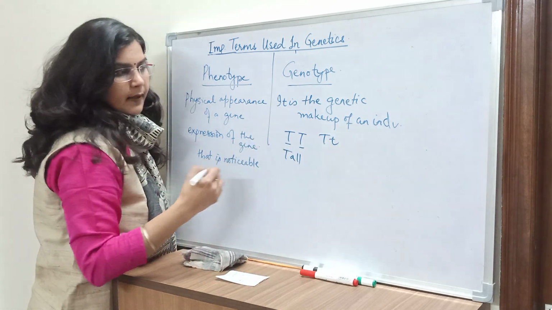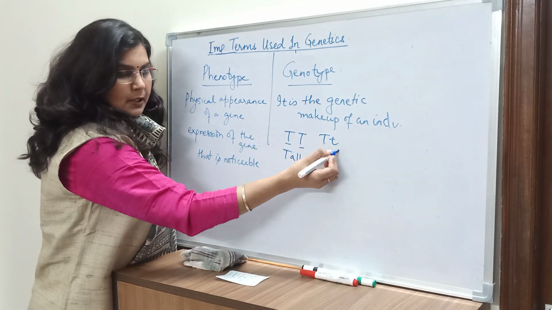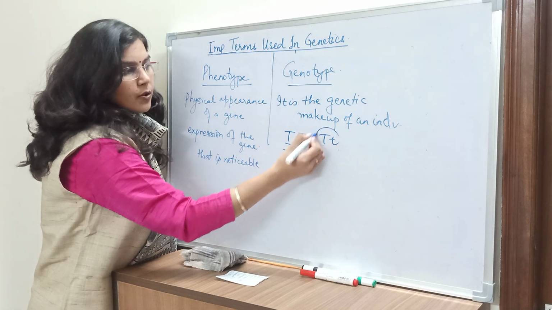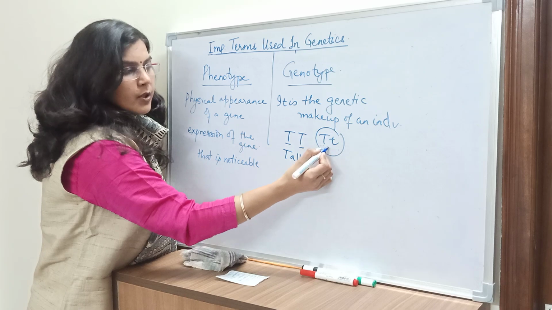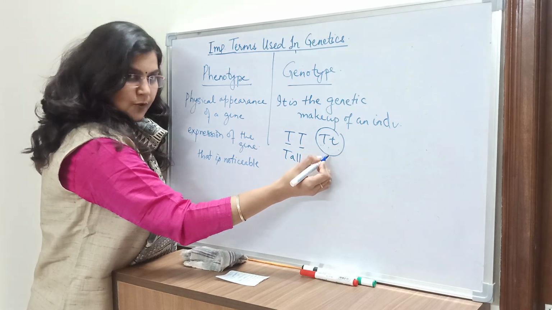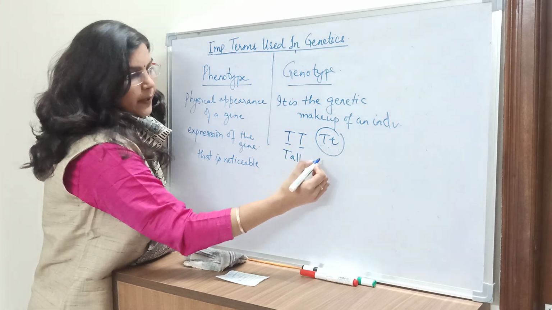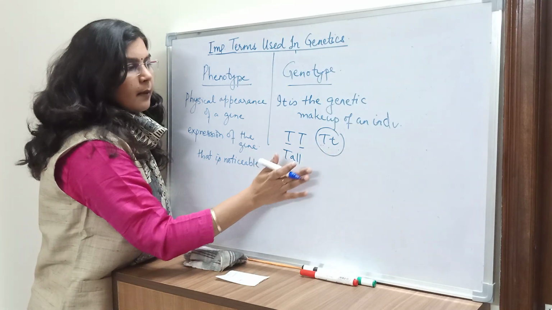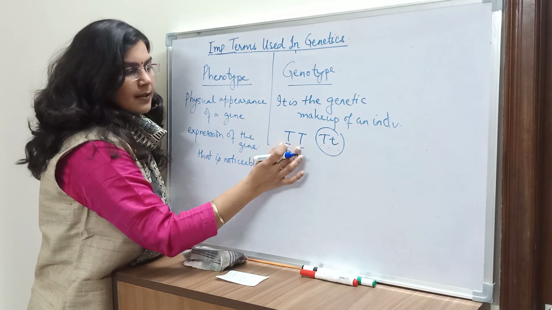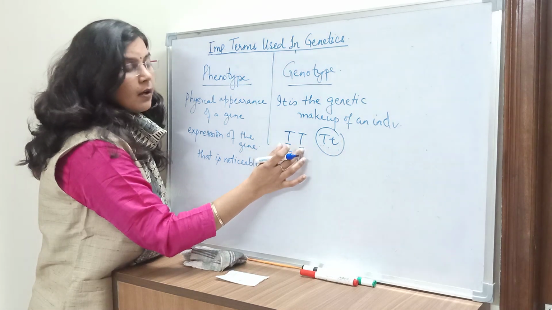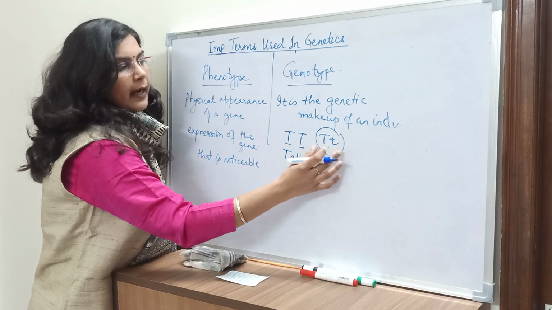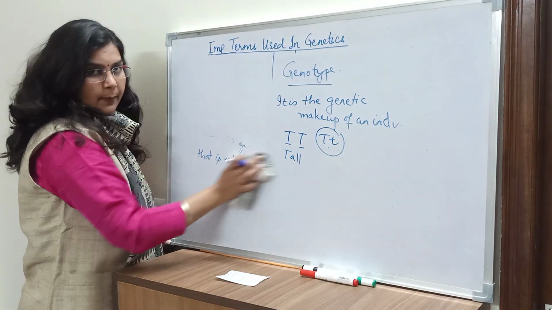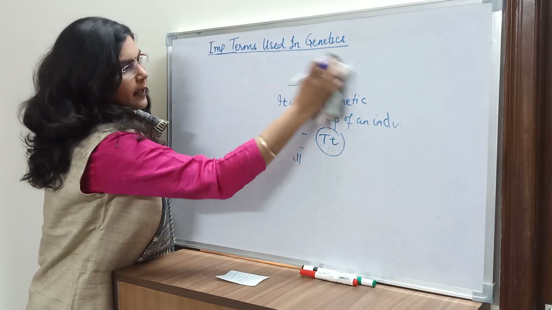Let's say another example, capital T and small t, one dominant allele, the other recessive allele, right? So this is the genotype which is heterozygous tall, or it is hybrid. But phenotypically, both of them appear as tall, but genotypically they are different. This is homozygous, this is pure for the height, and this is hybrid. And both the terms phenotype and genotype were coined by Johannsen.